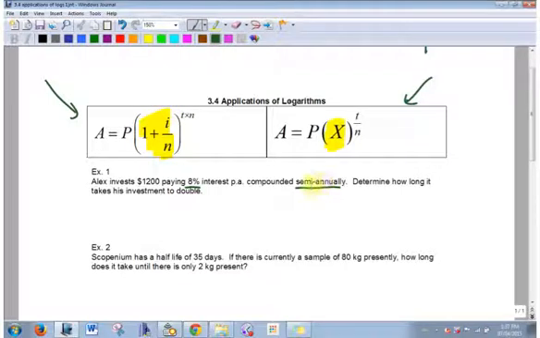So semi-annually means 2 times a year. But as far as letters go, what letter are we talking about here? N. What's N here? 2, right? If it's 10% per year, then that's 0.1. But that means it's going to be 5% every 6 months, which you might think, doesn't that work out to be the same thing? It doesn't, because it compounds.